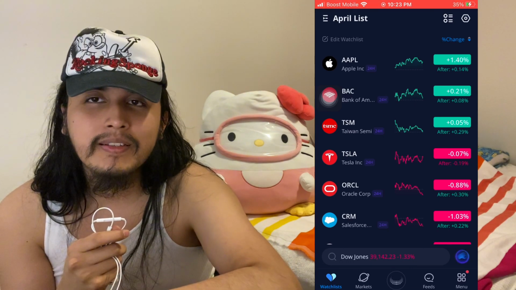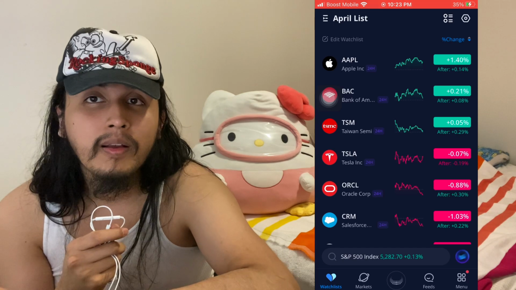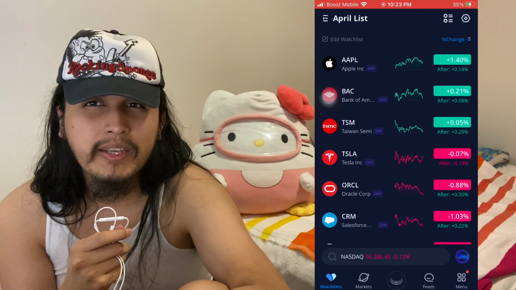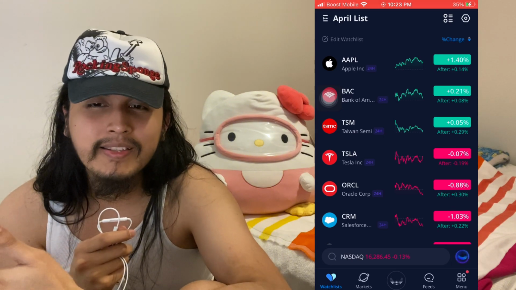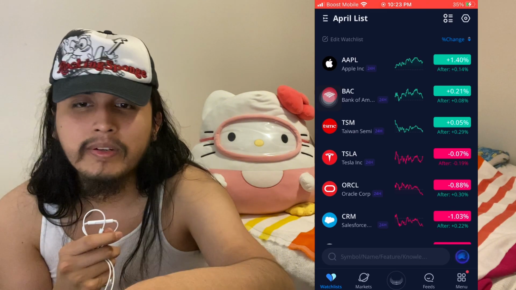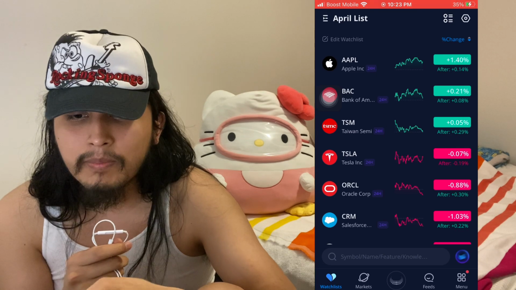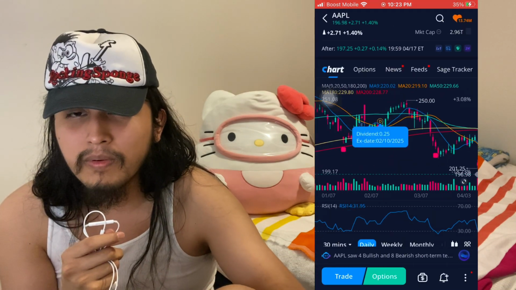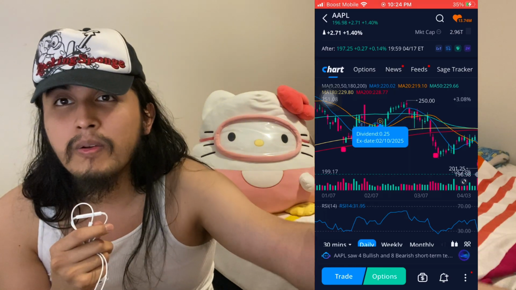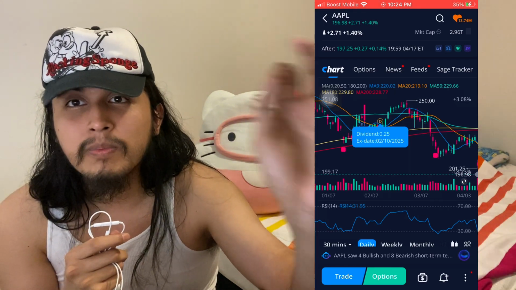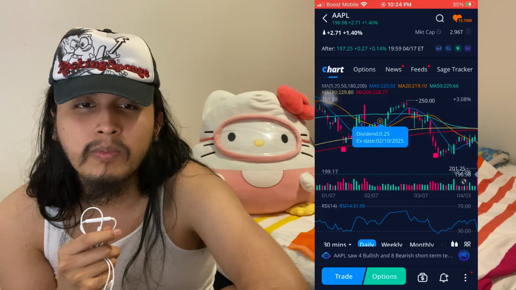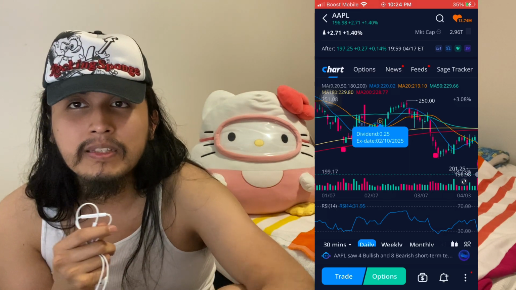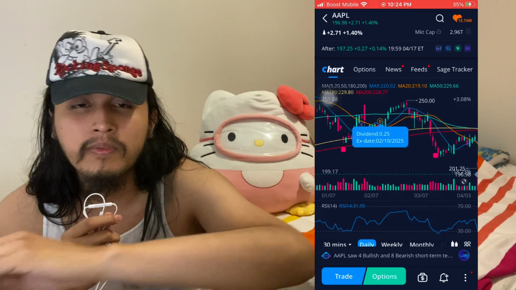These high quality stocks, slash mega cap stocks, some of them pay dividends. What dividends are is that you're basically receiving a paycheck for owning a share of that company. So for example, Apple is a prime example that pays a dividend of 25 cents per share. So let's say you own 10 shares, you're getting 25 cents per share of those 10 shares that you own.